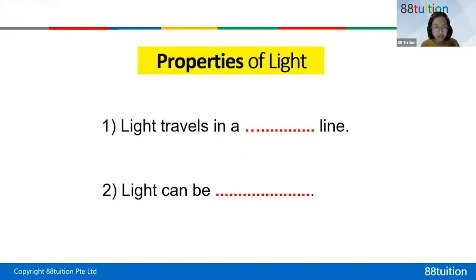Properties of light. Can you all type into the chat what do you think the first blank is? Everyone, type in the chat. Let's see who's the first one to type. Wow. Hey, hang on, Jaslyn. Traverse. But no, hang on. I got the word traverse already, Jaslyn. Okay, Jaslyn. Right, so light travels in a what line?